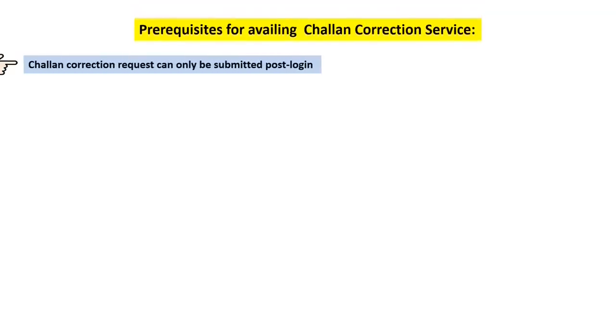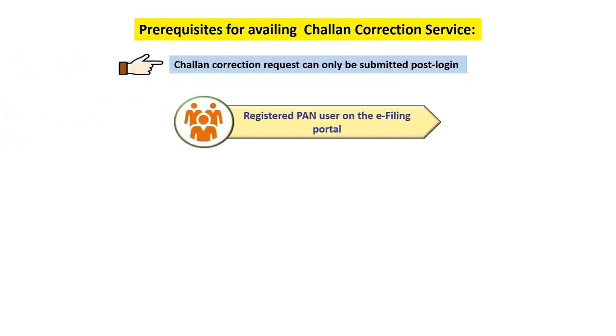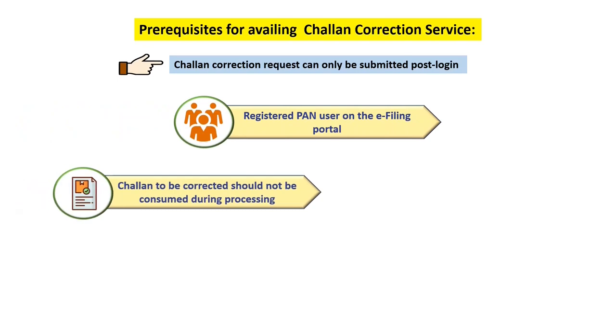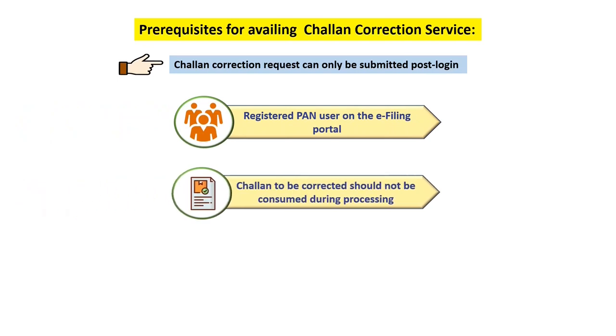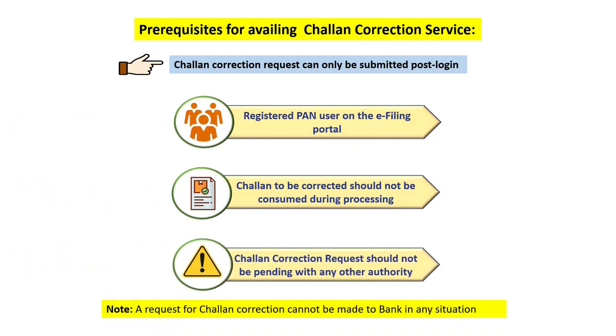Let us first see the prerequisites for availing the Challan Correction service. Please note that the Challan Correction request can only be submitted in the post-login mode. So therefore, you should be a registered PAN user on the e-filing portal. The challan which is to be corrected should not be consumed during processing, and the Challan Correction request should not be pending with any other authority.